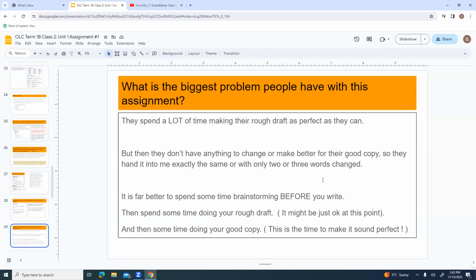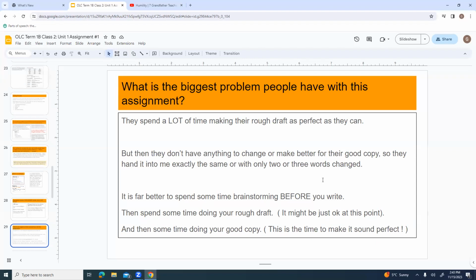What is the biggest problem people have with this assignment? The biggest problem I see is they spend a whole bunch of time making their rough draft as perfect as they can, but then they don't have anything to change or make better. So they hand me in exactly the same thing, and they've just crossed off maybe 2 or 3 words. It's really better to spread out your time.